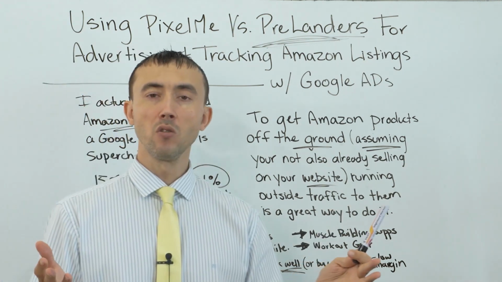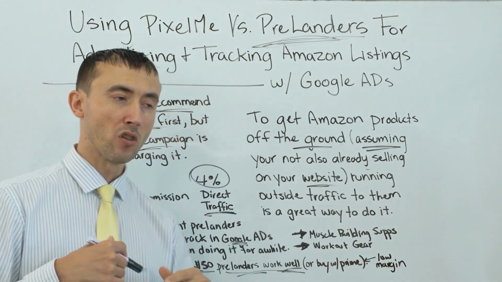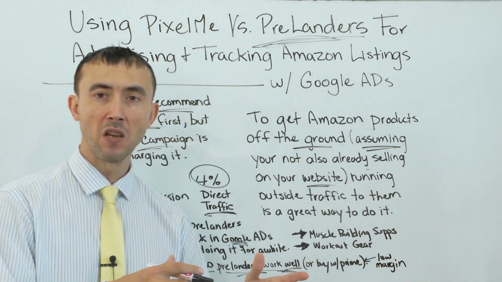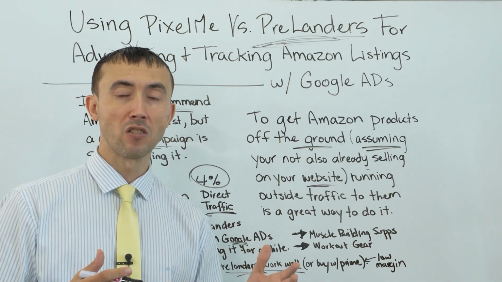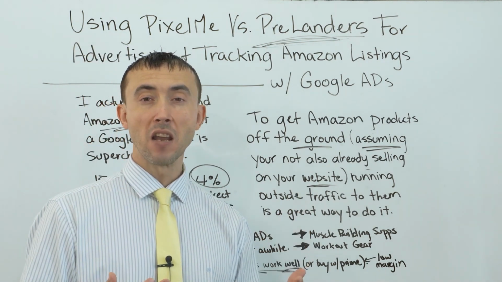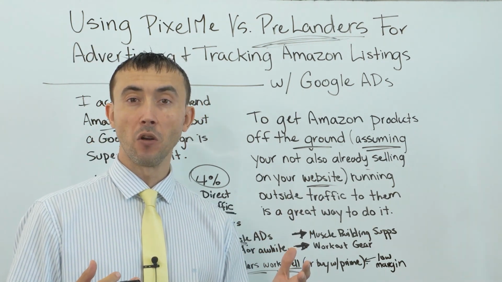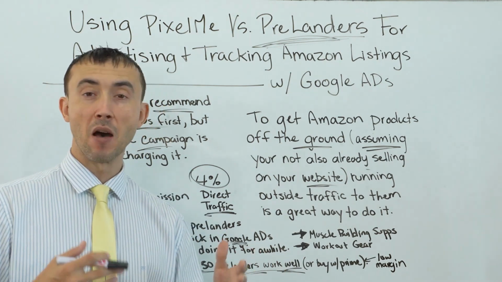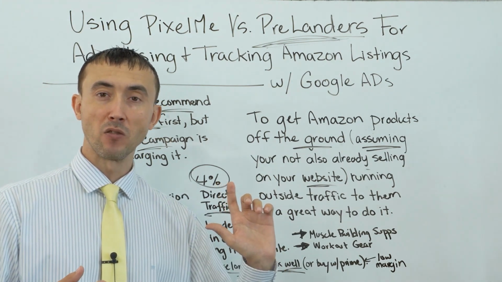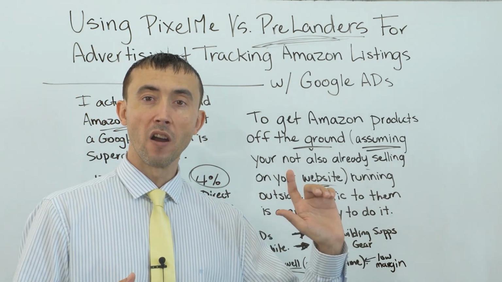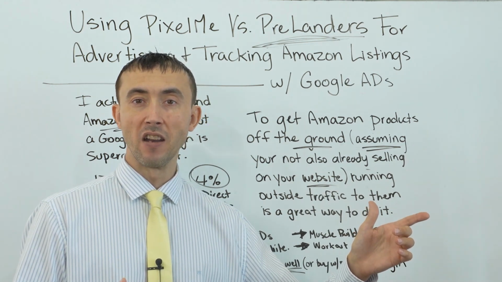So you could choose what you basically want. For just a short, quick thing, you could use PixelMe. For anything even halfway long term, and because conversion data makes or breaks a Google campaign in terms of profitability and how much it makes, I'm going to send traffic to either a pre-landing page or the product page with a Buy with Prime button on it itself.